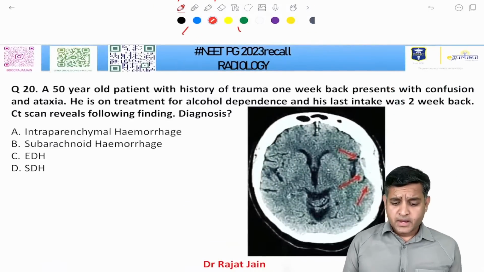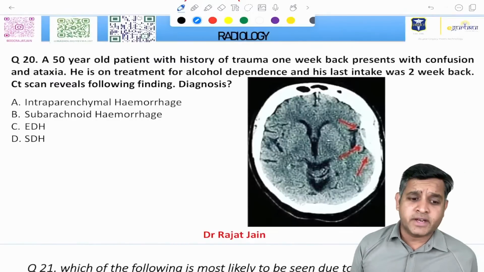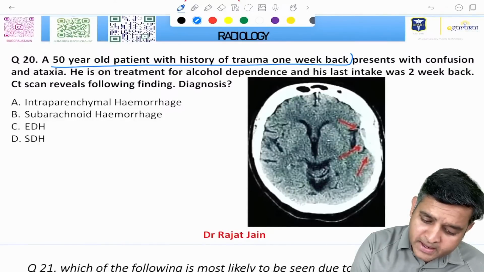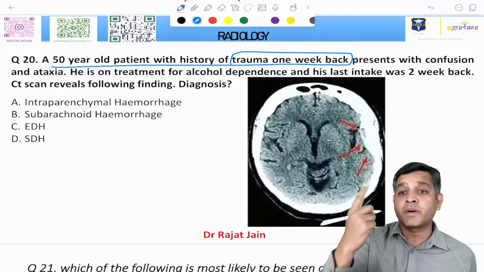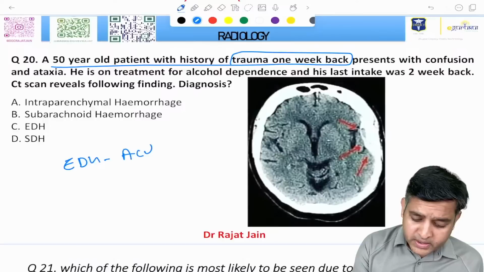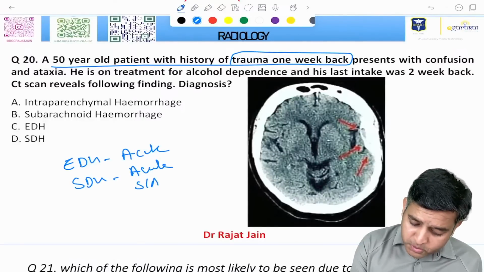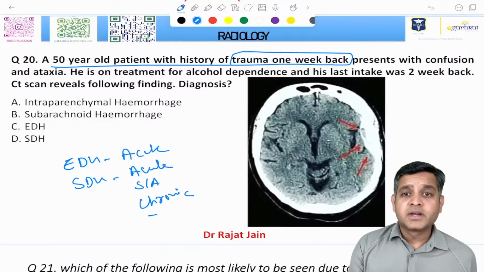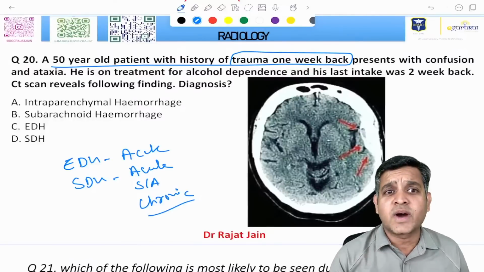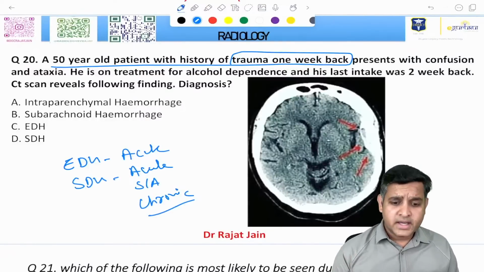Question number 20 was a NEET PG 23 question. I hope you have already done it very well. A 50-year-old patient with a history of trauma 1 week back. One week old trauma, okay? What have we learned? EDH is acute. SDH can be acute, and can also be chronic. The history of trauma 1 week back should make you think twice that this should not be an EDH.